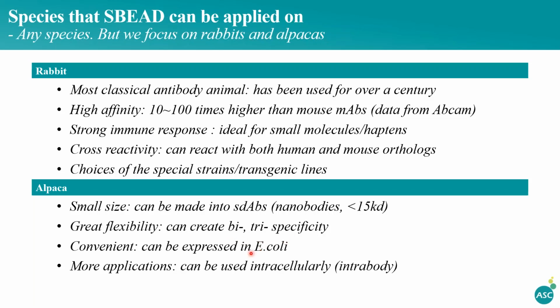These nanobodies can be expressed not only in mammalian cells, but also in E. coli or in yeast, saving a lot of cost. Also, nanobodies can find many applications that can not easily be done by conventional antibodies. For example, they can be expressed in the reducing intracellular environment to bind the cytoplasmic antigens. Due to these specific properties, we focus our method on rabbit and alpacas. And I will show you a few examples in the later slides.